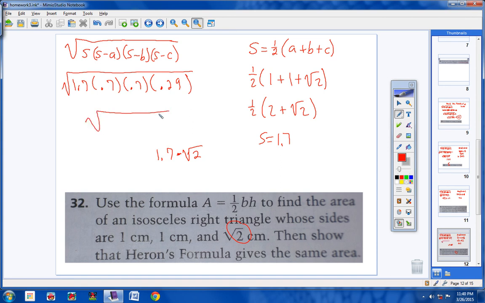would be the square root of 0.24157. Alright, and so then if we take the square root of that, we will get 0.49, or 0.5 basically, is the area of the triangle. Okay, 0.5. Alright, hope that makes sense, guys.